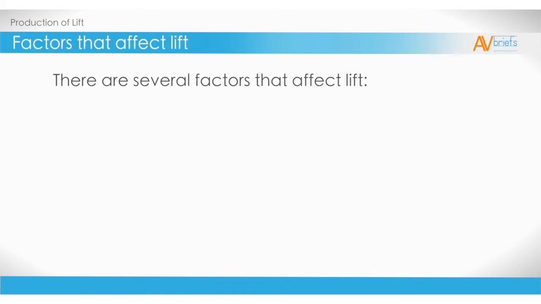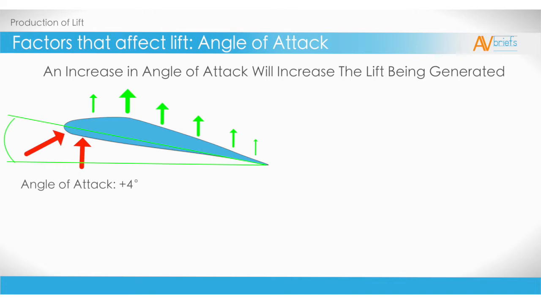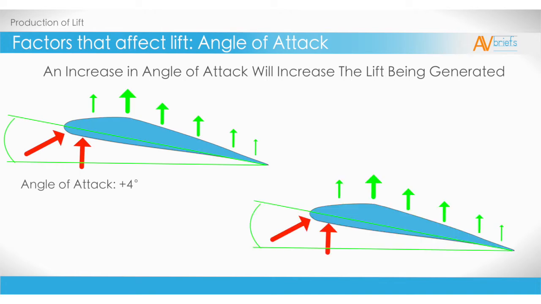We've already mentioned at times that the amount of lift which is created is able to be changed. So let's look at the factors that affect lift. The factors that affect lift are firstly, angle of attack. An increase in angle of attack will increase the lift being generated. If we start with a conservative 4-degree angle, and then increase that angle to say, 10 degrees, you can see that the lift produced increases.